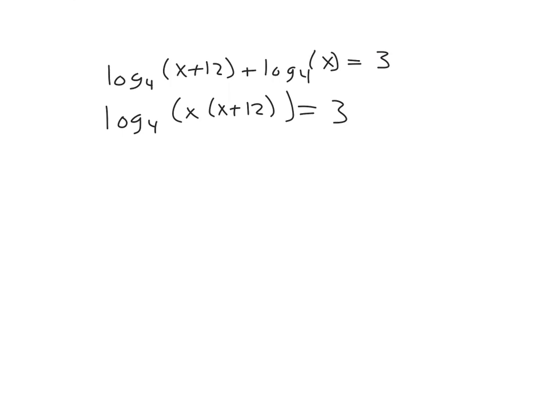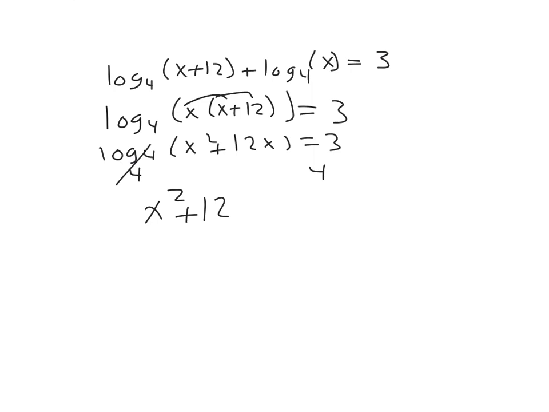Now, I'm going to go ahead and distribute this in. So I've got log base 4 of x squared plus 12x is equal to 3. I'm going to raise it to the 4th power on either side to get rid of the logarithm. Now 4 to the 3rd power, that's going to be, I believe, 64. Let me just double check, because 16 times 4. Yep, 64. So I've got x squared plus 12x is equal to 64. I'm going to bring it on over. So I've got x squared plus 12x minus 64 is equal to 0.